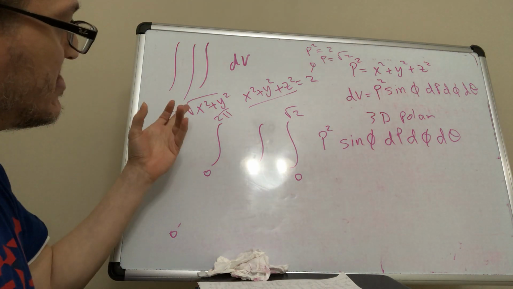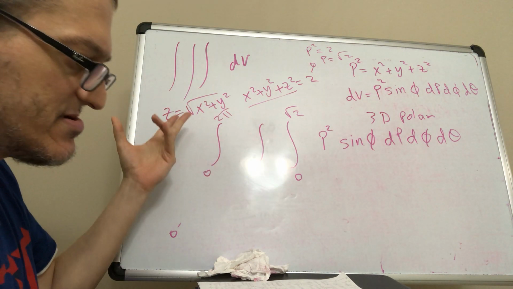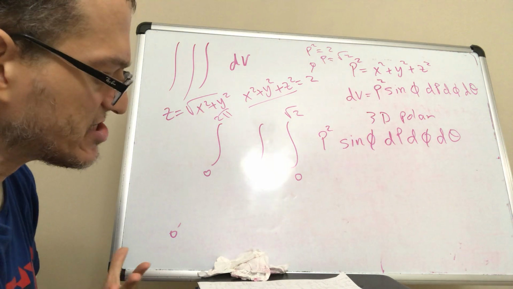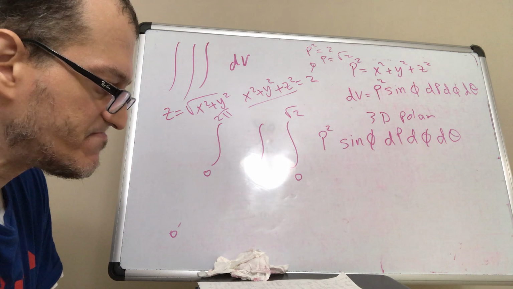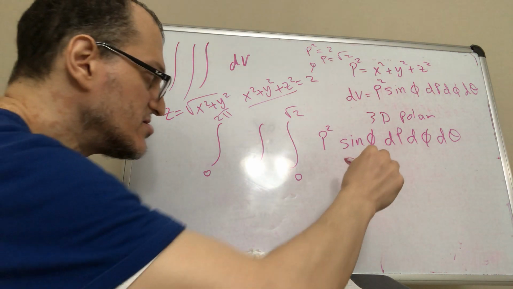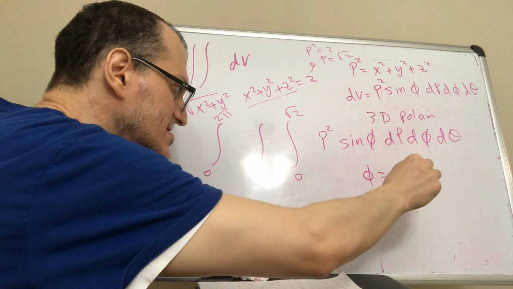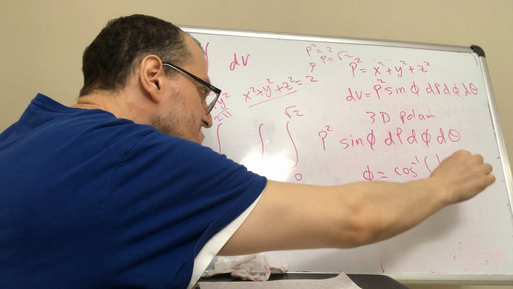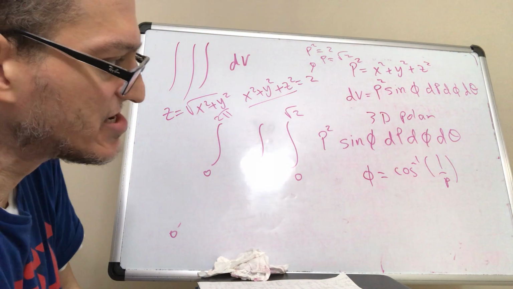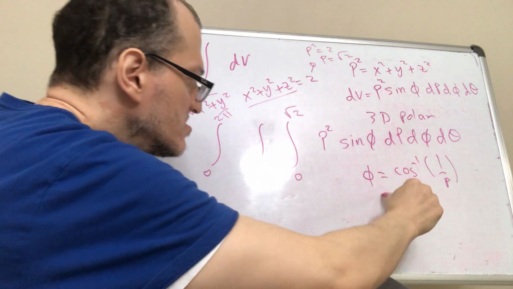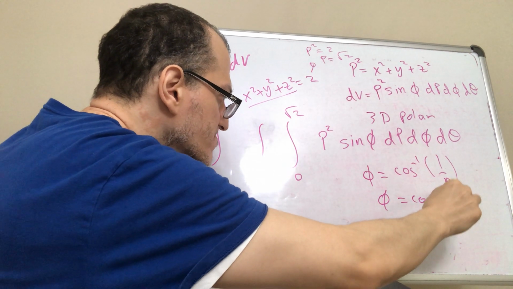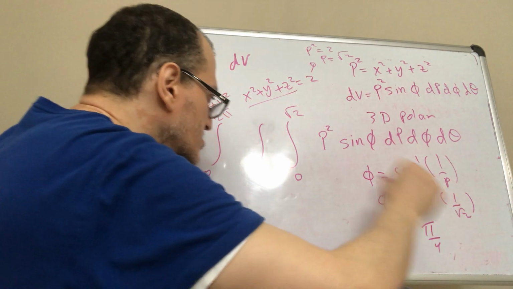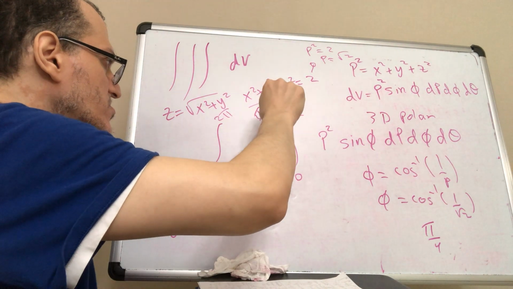They tell you inside of this and above the cone, it's a little bit complicated. I'll tell you the trick. It doesn't work for all of them, so hopefully it doesn't make it so hard. Apply this concept. So it's cosine inverse 1 over p, so it would be cosine inverse 1 over root 2, and that's pi over 4. So you're going to go from 0 to pi over 4.